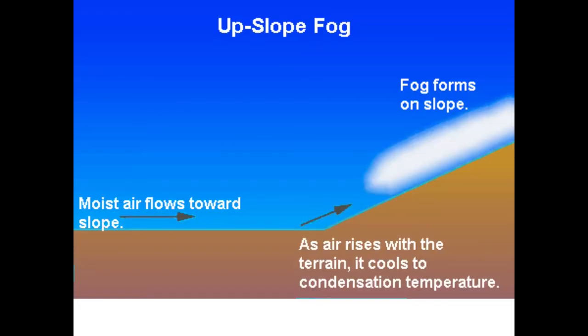Upslope fog is just orographic fog. In fact, this is what creates a lenticular cloud. It's what creates orographic precipitation. It's a physical barrier. The air is minding its own business. It gets blown into a mountain. It gets lifted up. It gets cold. You get a cloud. A cloud on the ground is fog. Upslope fog.